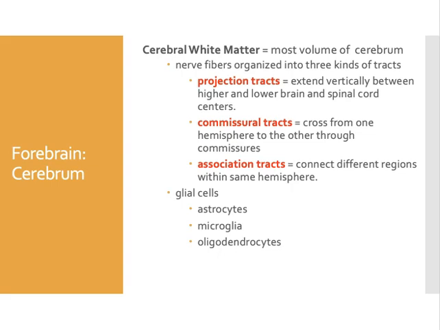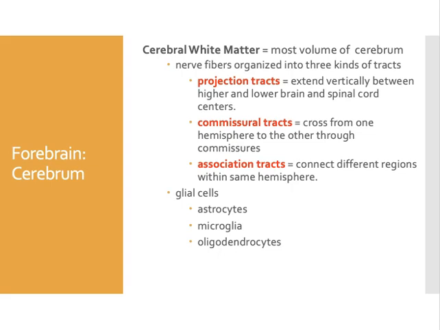Now, there are 3 categories of tracts in the cerebral white matter that we need to be familiar with. There are projection tracts, commissural tracts, and association tracts. The projection tracts are those tracts that extend vertically between higher and lower portions of the brain and spinal cord. The commissural tracts cross from one hemisphere to another hemisphere through the commissure. And finally, there are association tracts that connect different regions within the same hemisphere.